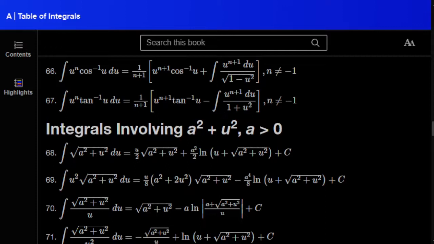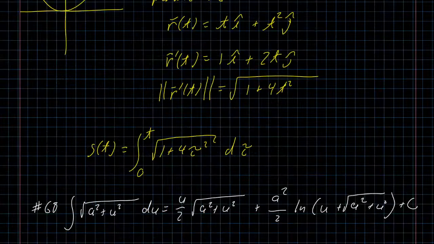So in our table, we're looking at number 68, which says that the integral of the square root of a squared plus u squared du is equal to u over 2 times the square root of a squared plus u squared, plus a squared over 2 times the natural log of the quantity u plus the square root of a squared plus u squared, plus a constant of integration. But we're going to be dealing with a definite integral, so that's not strictly necessary. Nonetheless, I've copied that whole thing down.